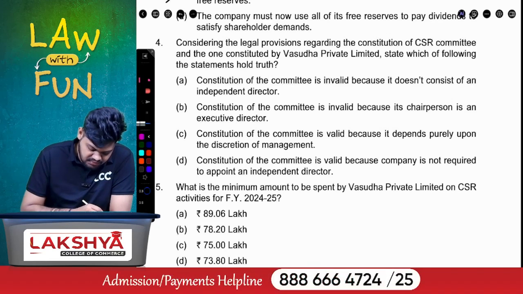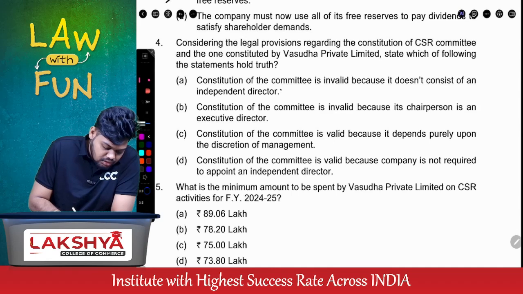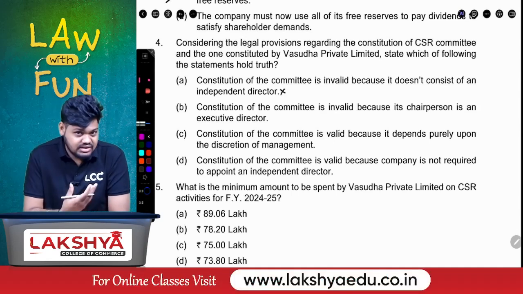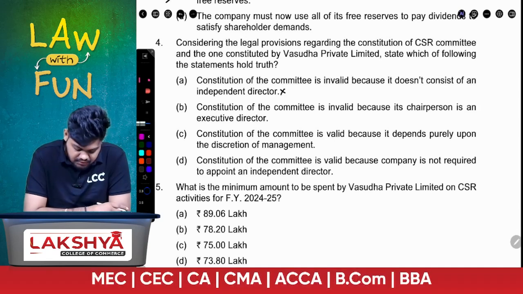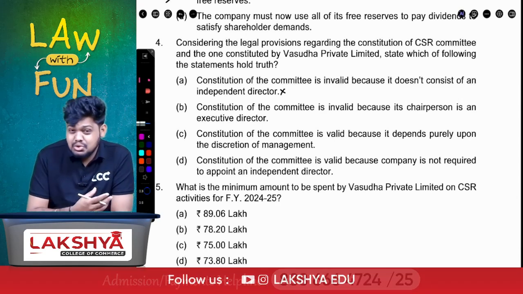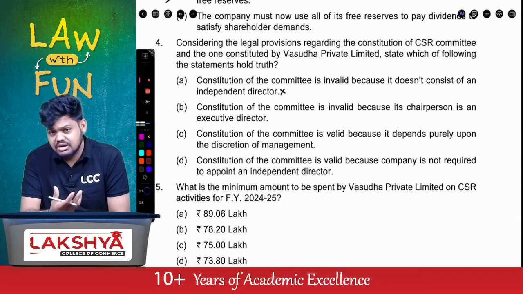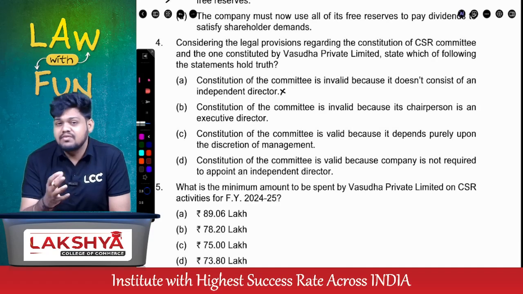So what will be the answer here? Constitution of the committee is invalid because it does not constitute an independent director. The company did not even have the independent director, hence that requirement is not there. Constitution of the committee is invalid because its chairperson is an executive director. There is no context of the chairperson being executive or non-executive under the Companies Act. Hence, please don't get confused in the process.